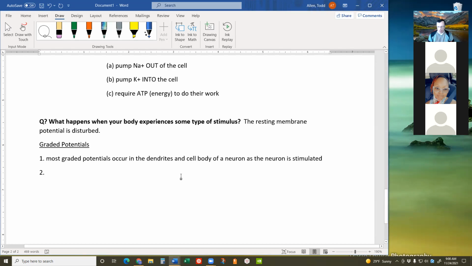Number two, this typically occurs when you receive a stimulus that causes a mechanically gated channel to open, right? We just defined mechanically gated channels.